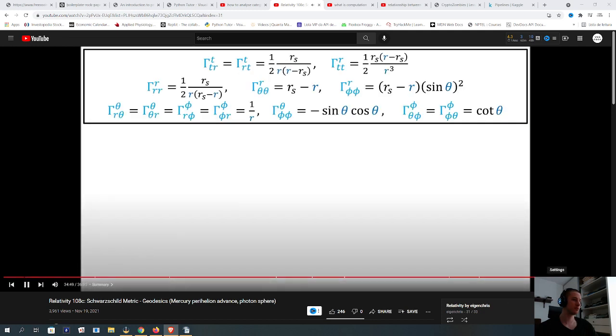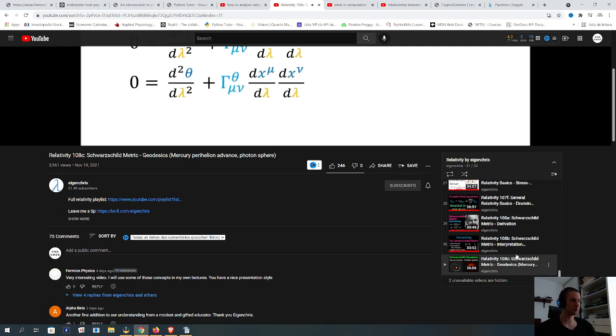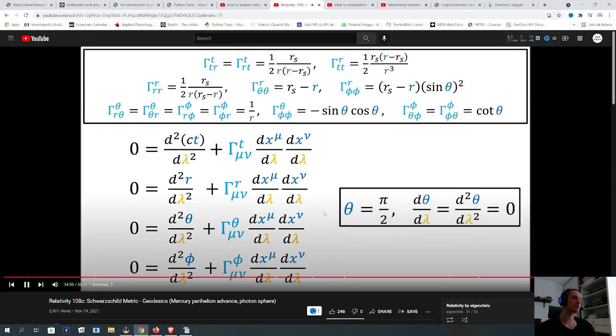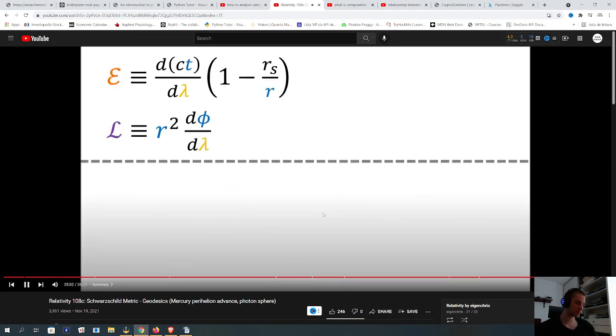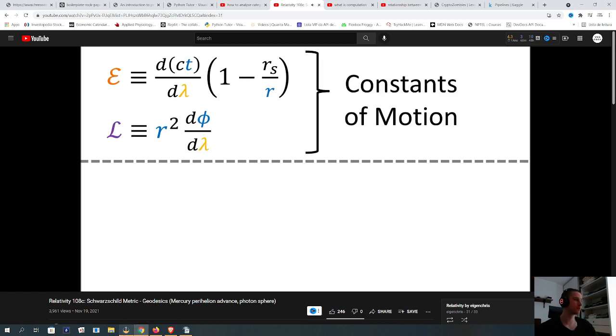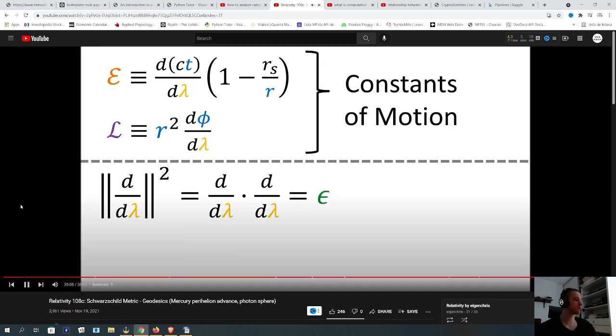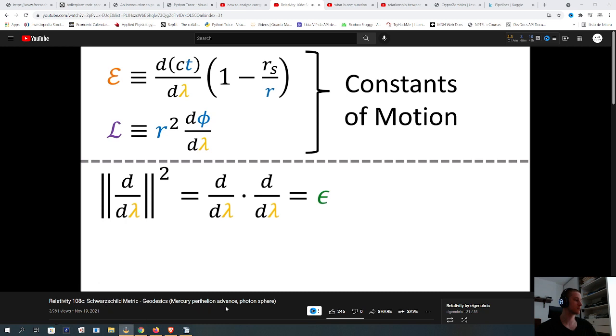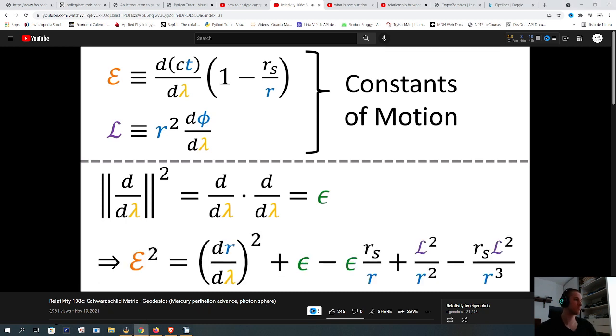So to summarize this video, we used the connection coefficients for the Schwarzschild metric to calculate the geodesic equations for the Schwarzschild metric, for a constant value of theta equals pi over 2. The time and phi geodesic equations both gave us a constant of motion, and these let us turn the equation for the squared magnitude of a tangent vector into an equation that relates total energy, the derivative of the r coordinate, and an effective potential that depends on r.